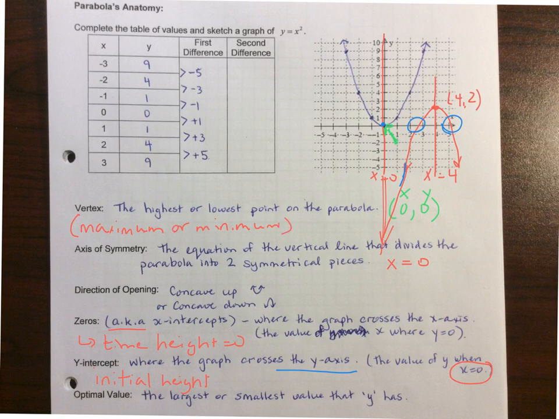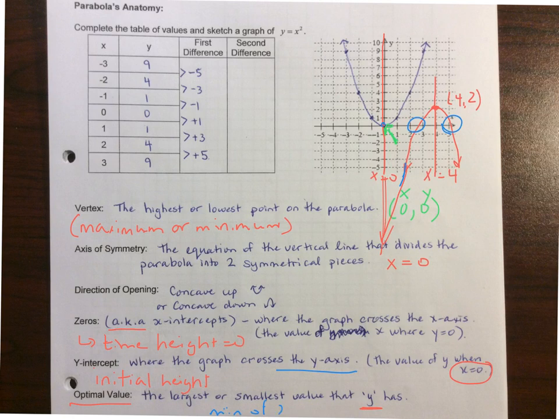Okay, and then that brings us back full circle here to optimal value. That optimal value is the maximum or minimum value. It is only the y coordinate of the vertex. That is the largest or smallest value that y will reach. So in my original parent function of y equals x squared, it has a minimum value of 0.